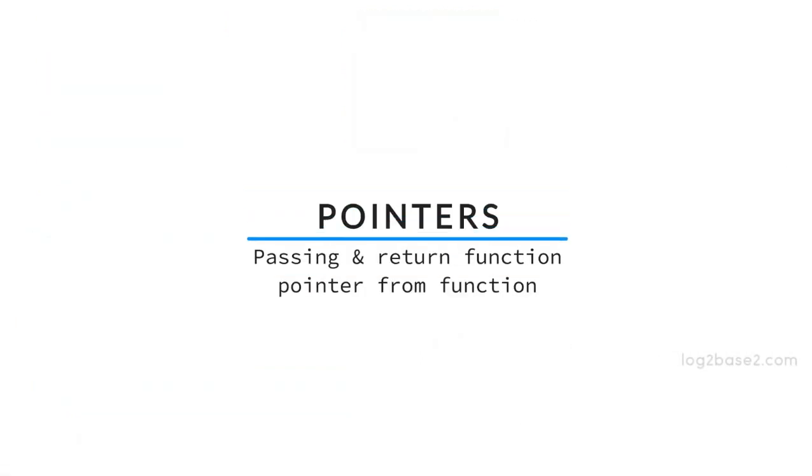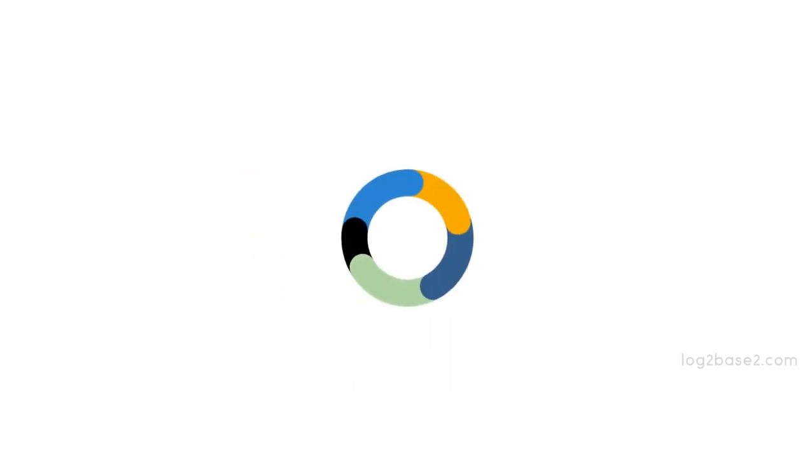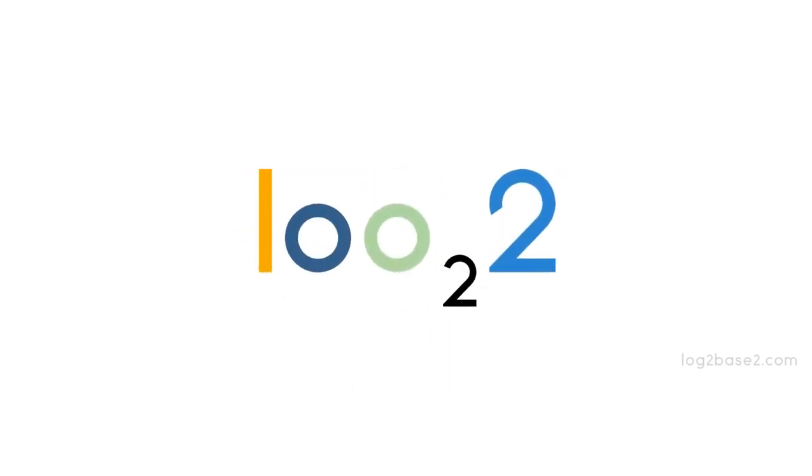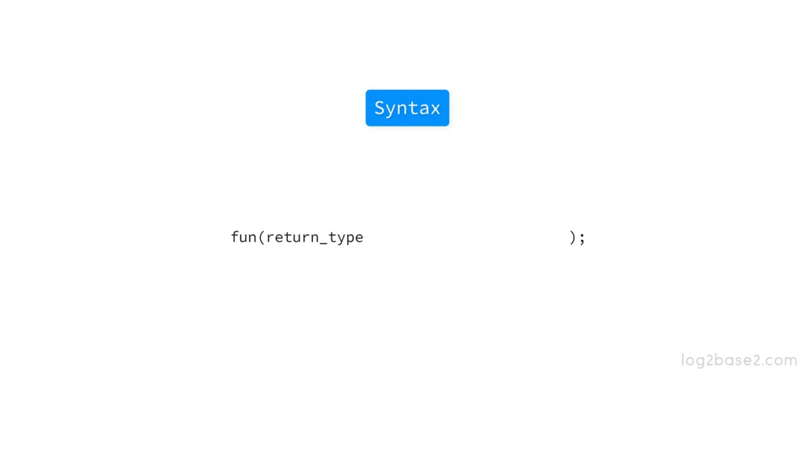Hi friends, in this video let us discuss passing a function pointer to a function and returning it. We can pass the function pointer as a parameter to the function. The syntax to receive a function pointer as a parameter is, inside the function parenthesis, write the return type of the function followed by the function pointer name and the parameter information, each within separate parentheses.